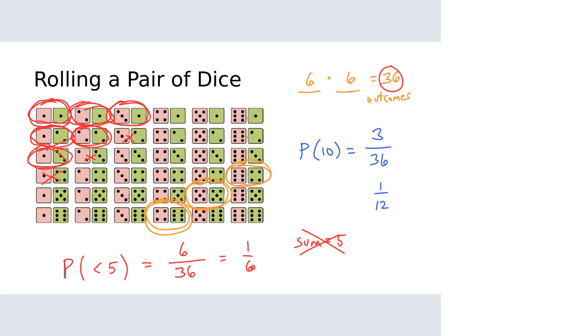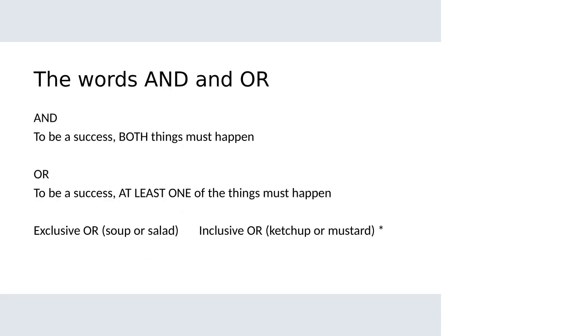Let me know if you have any questions about that before we move away from dice and into something else that I want to talk about with you. All right. The words and, or. In day-to-day language, there's definitely a difference between and, or. When we talk probability, these words have very specific and important meanings.